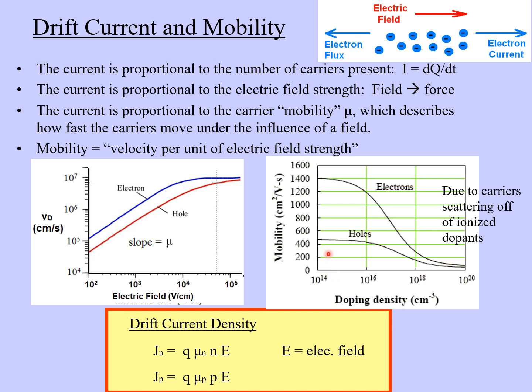And the hole mobility shows a similar behavior. Hole mobility is less than electron mobility. It looks like around 500, something like this, for lightly doped silicon, but it also drops with doping density.